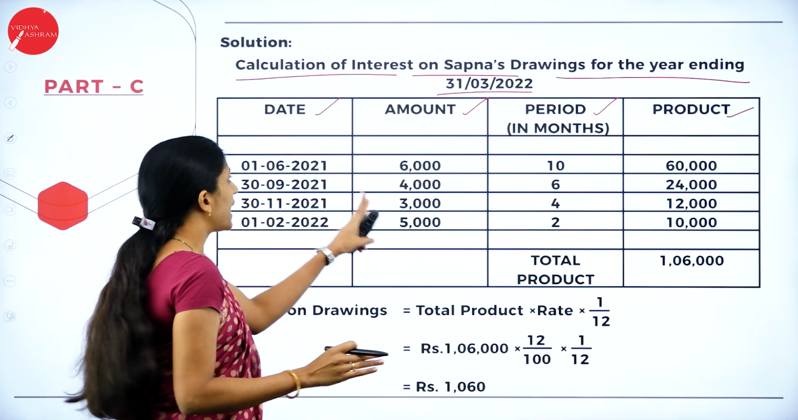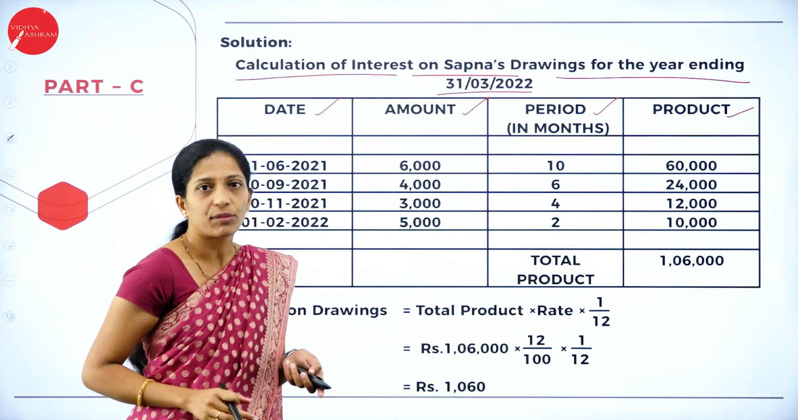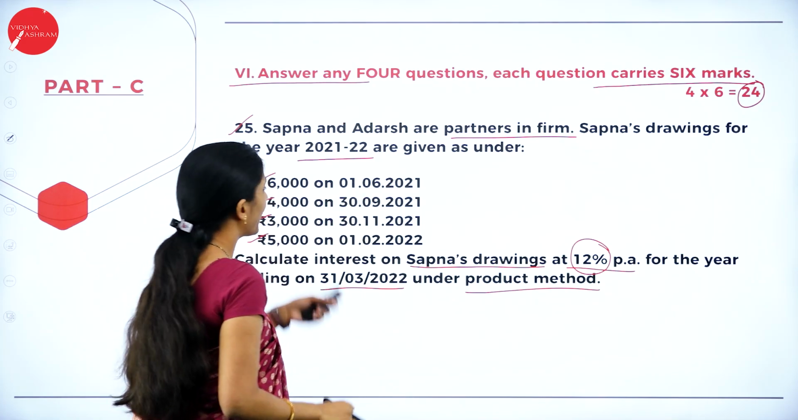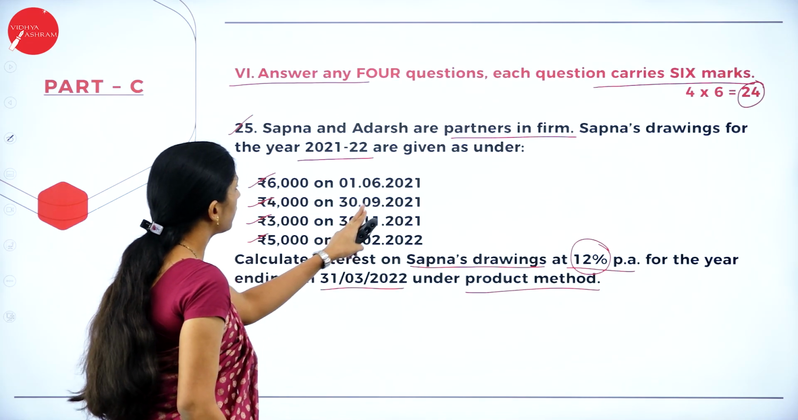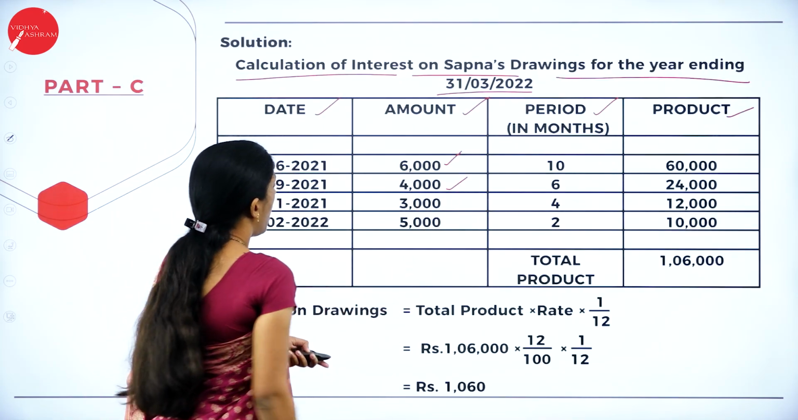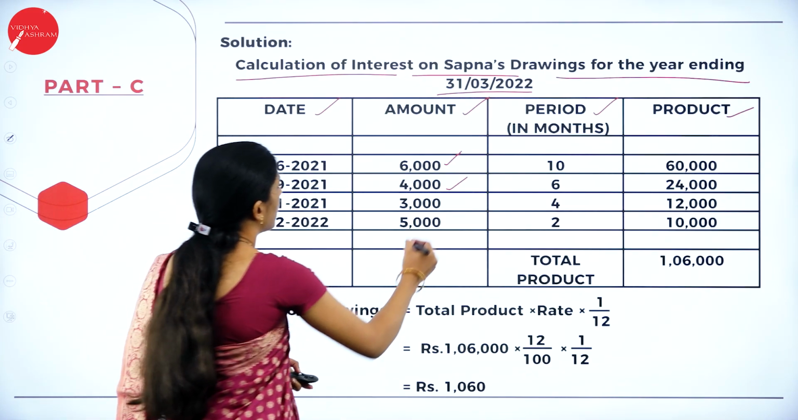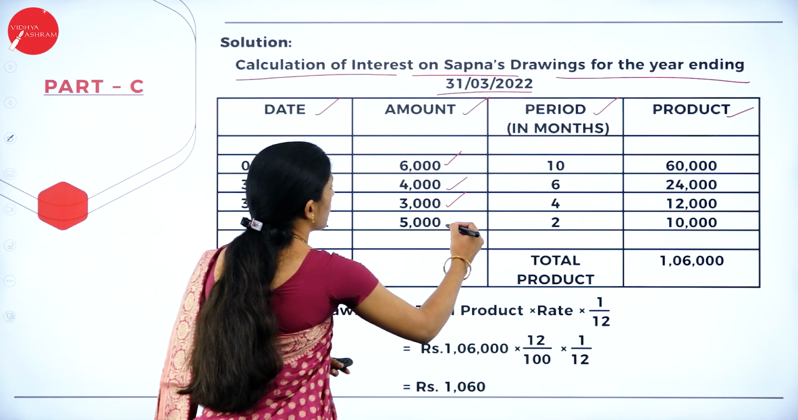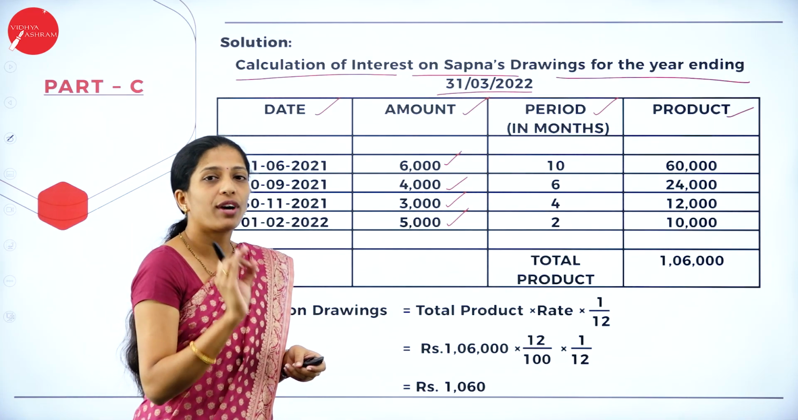Date as well as amount as usual, whatever they have given in the question, same thing you will write here. First is 1/6/2021 and the amount is 6,000. The second is 30/9/2021, amount is 4,000. The third is 30/11/2021, amount is 3,000. 1/2/2022, amount is 5,000.